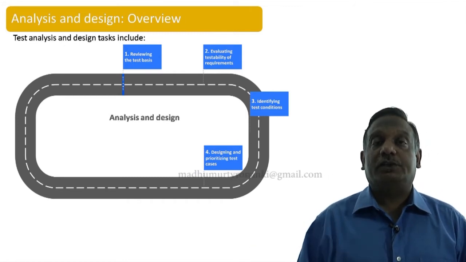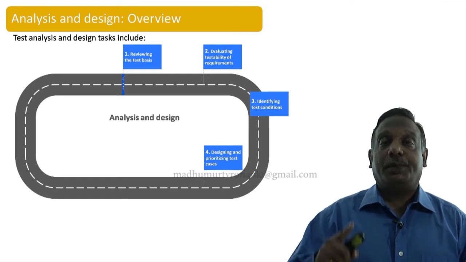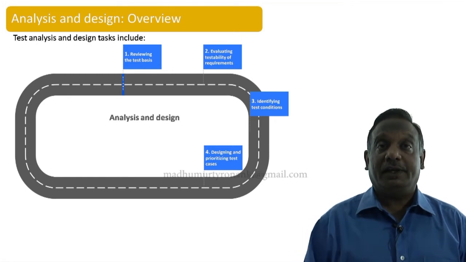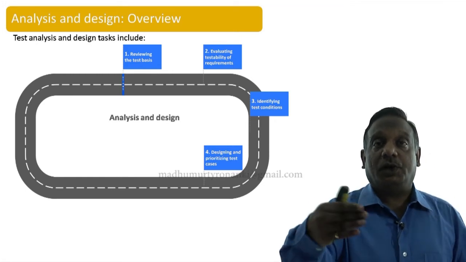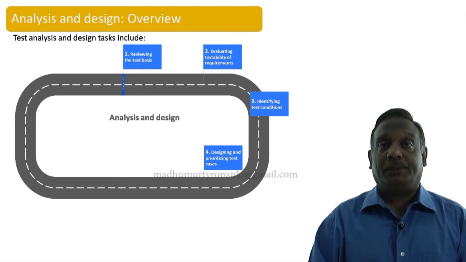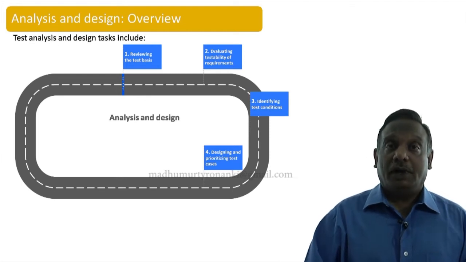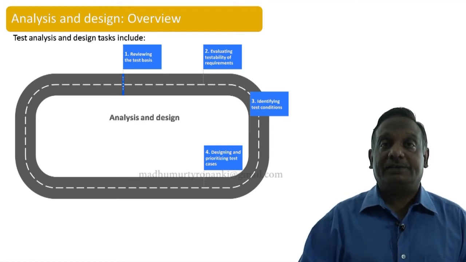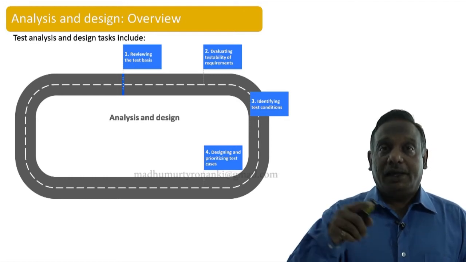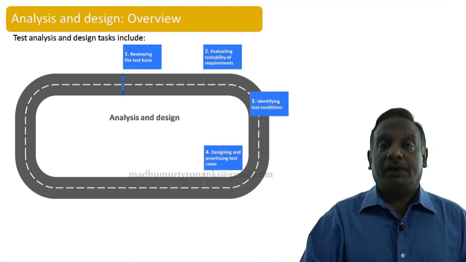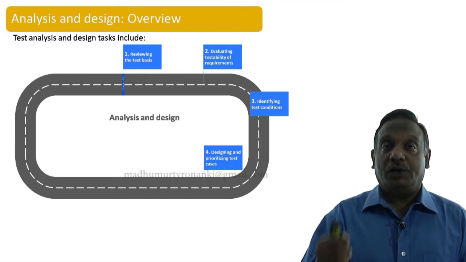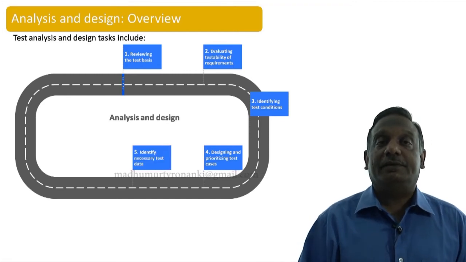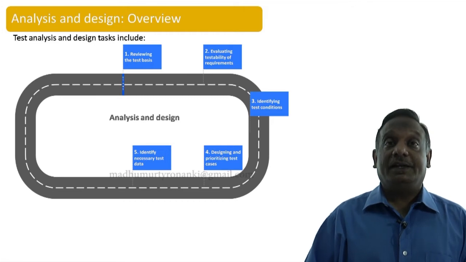That is our fourth step, designing and prioritizing test cases. So how will you go about designing? For every test condition that you have identified during the previous step, now you think about what kind of inputs will I give and test this condition. And that thinking process will involve what we call test cases, and you have to prioritize them as test cases. Then the fifth step is identify necessary test data.